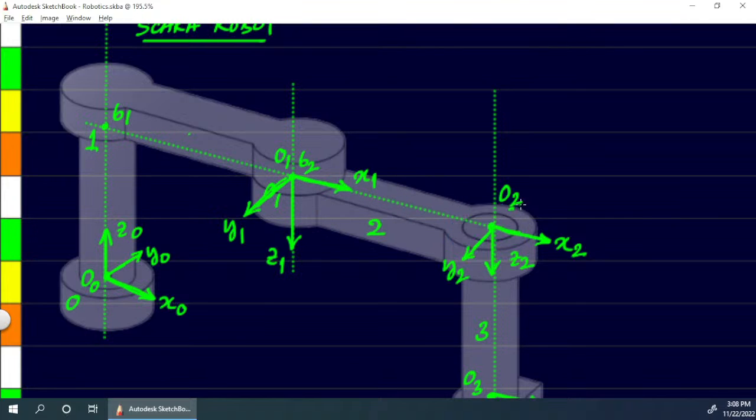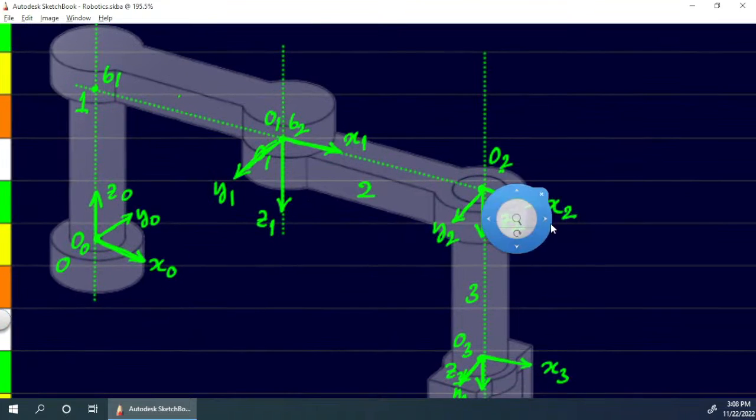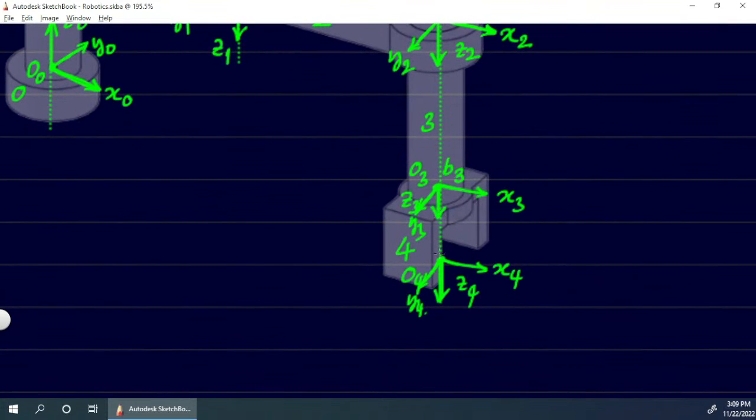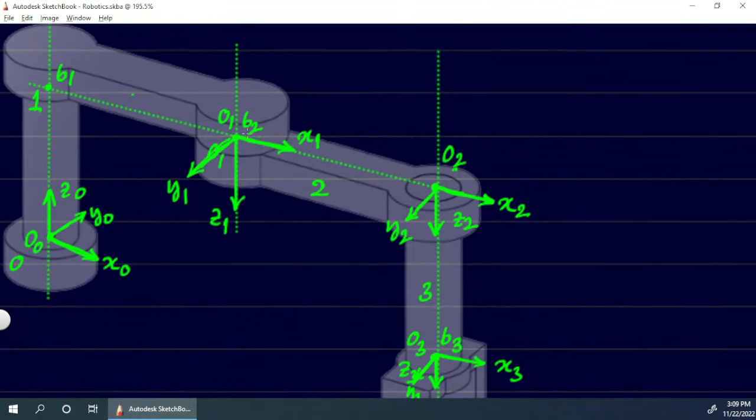Current x and previous z, I guess that's correct. Fine. Then for B3 we have to take X3 and previous z, that is there. So B3 is current x and previous z. And then again here X4 and Z3 intersect at this point, that is B4. O4 and B4 come at the same place, O3 and B3 come at the same place. B2 is over here overlapping with O1, and B1 is here, which is not overlapping with any of the origin points.